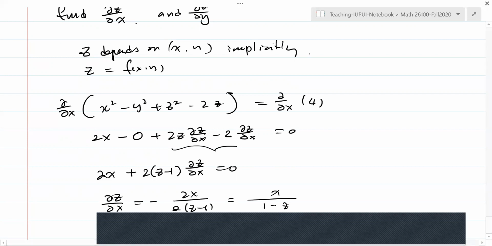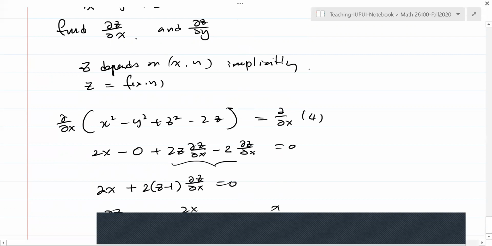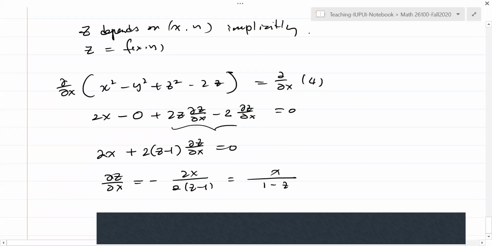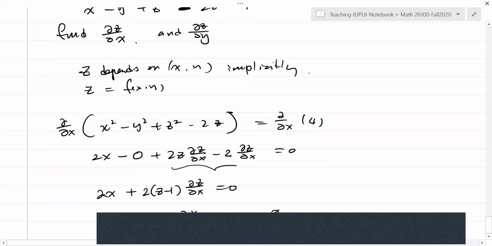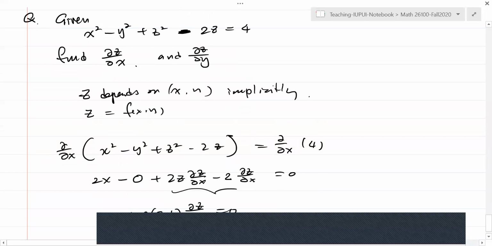Now this one, the partial derivative of z with respect to x, still depends on z. That's fine. If you can solve for z in terms of x and y, you can get a formula for this partial derivative. So we are fine with this, and you can say that z is determined by the above equation. You can find z, no problem.